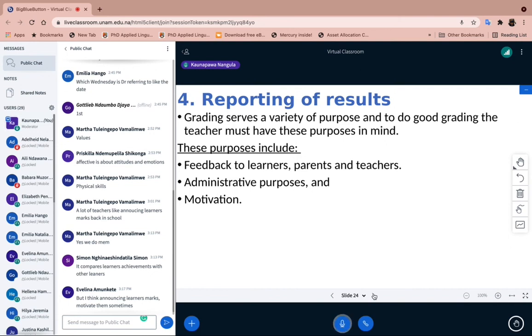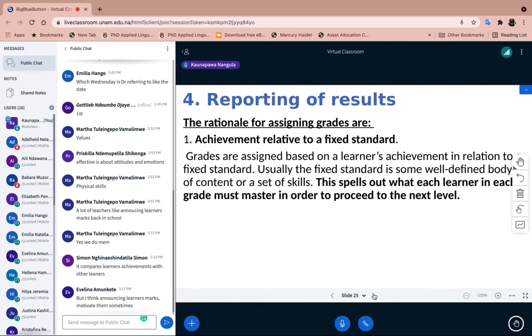Also, for you as a teacher, what do you need to work on, what do you need to improve, or what do you need to continue doing? And for the program itself, the school, what do they need to change, what do they need to work on? There are a number of them. What do they need to keep working on as a point of motivation, what do they need to continue doing, and how well are they doing? So that's why we have different purposes that may come with grading. And then the rationale for assigning grades.